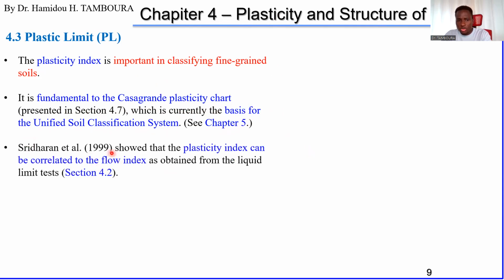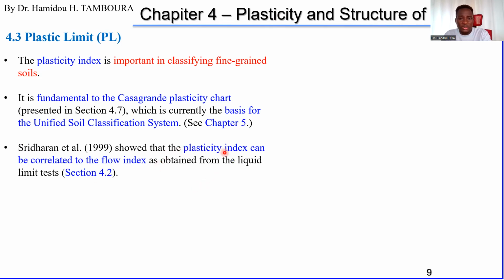Okay, so some researchers, some references work on the relationship between plasticity index and the flow index. Do you remember flow index? In the previous video, we have talked about the flow index. The flow index is just the slope of the flow line. When we talked about the liquid limit in the previous video, we saw that after plotting several points, these points follow almost a linear relationship, and the corresponding line is called the flow line, or flow curve. And the slope of that curve is the flow index.